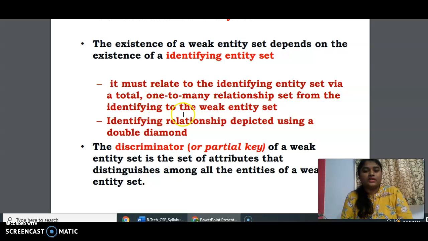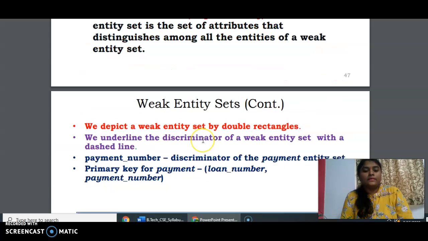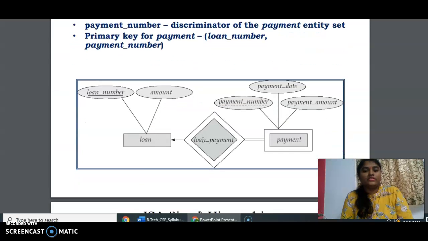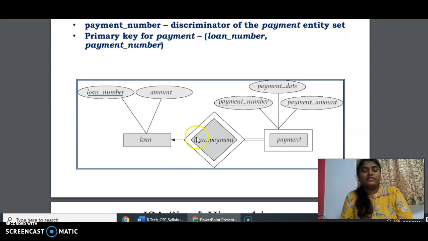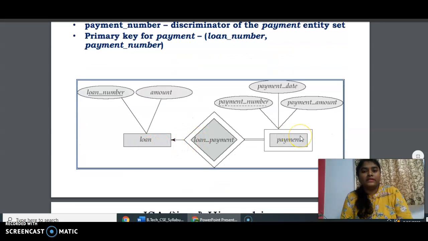So these are the rules. Again, we have described them in red letter rhymes. For this one, more examples are taken in banking, where loan and payment are taken.